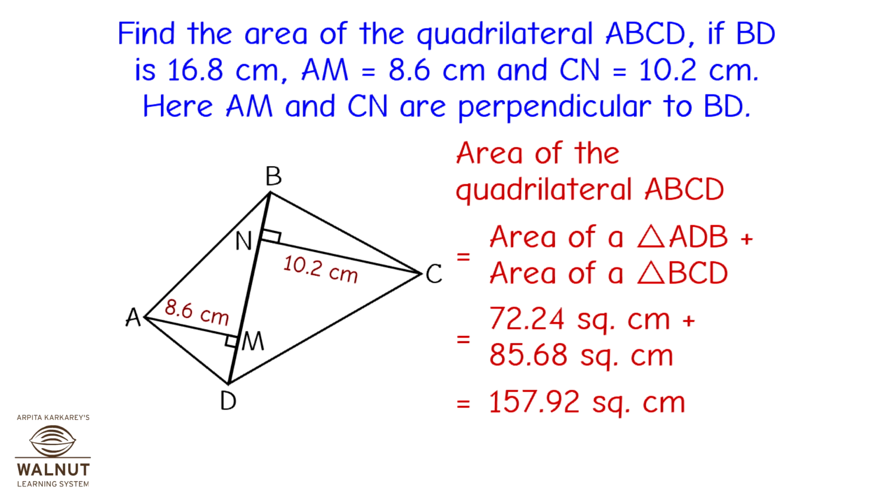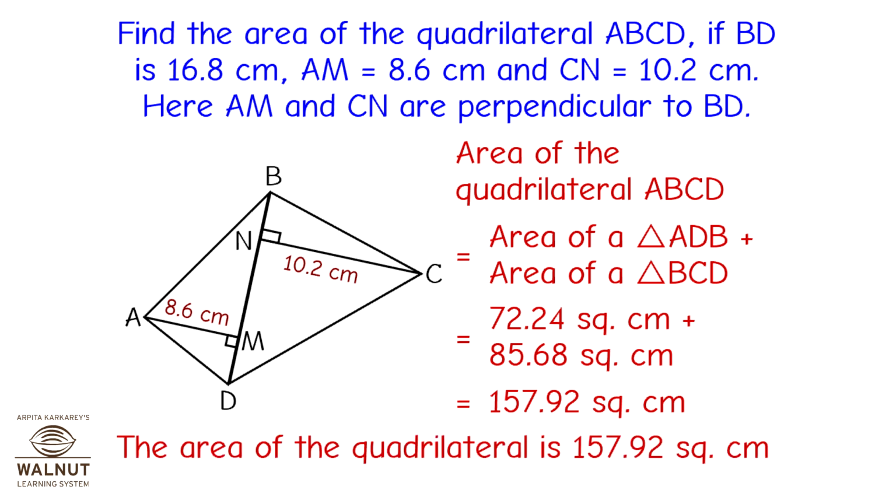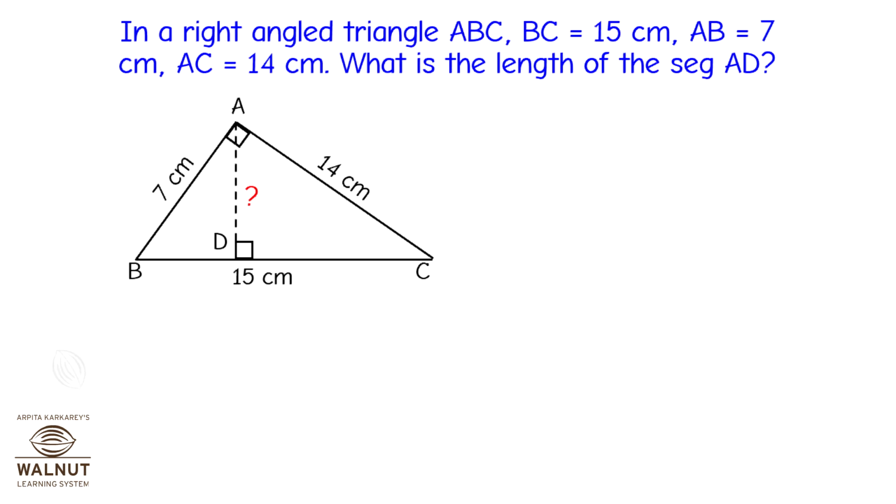Now we have to add the areas of both the triangles. Area of the quadrilateral ABCD is equal to area of triangle ADB plus area of triangle BCD, which is equal to 72.24 square centimeters plus 85.68 square centimeters, that is 157.92 square centimeters. Therefore, the area of the quadrilateral ABCD is 157.92 square centimeters. Let's take a look at another one.